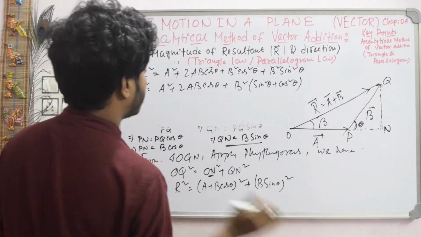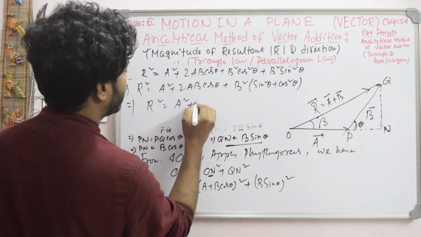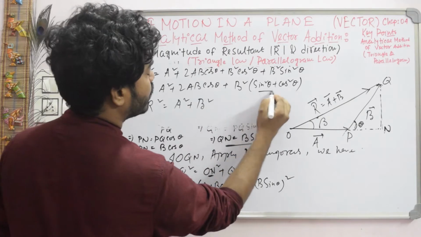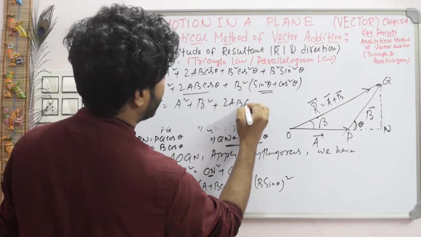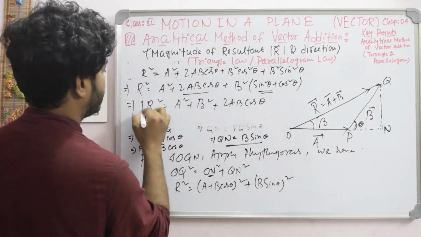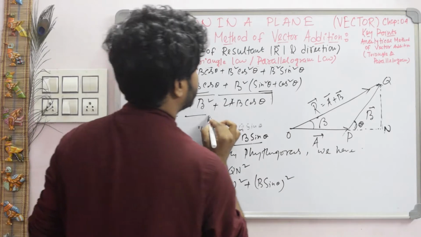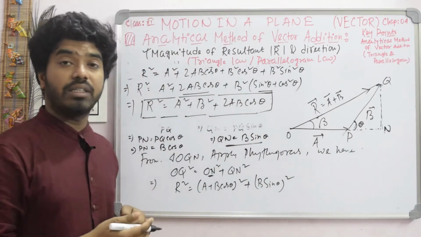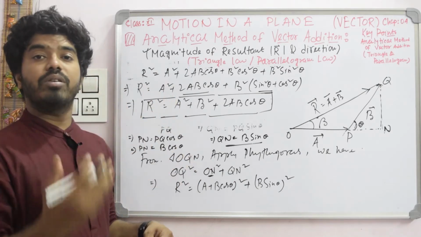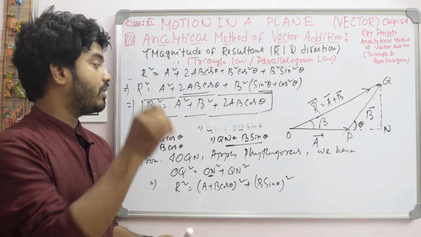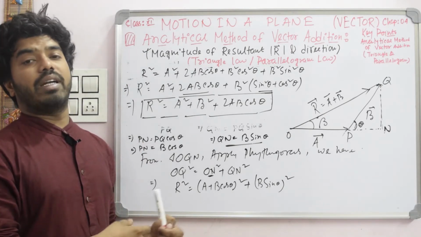So this result becomes R squared is equal to A squared plus, since this value is 1, B squared, plus this third one, 2AB cos theta. This is the expression of the magnitude of the two vectors, that is R squared is equal to A squared plus B squared plus 2AB cos theta. Okay, so this is the important relation. In this relation we just find out the resultant.